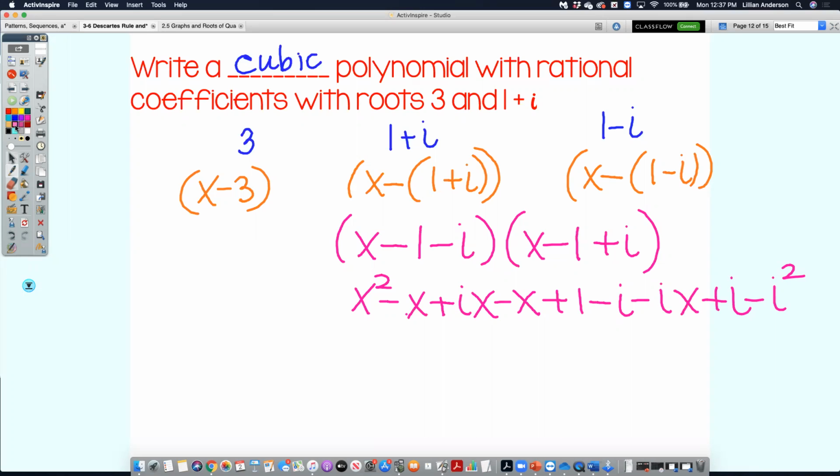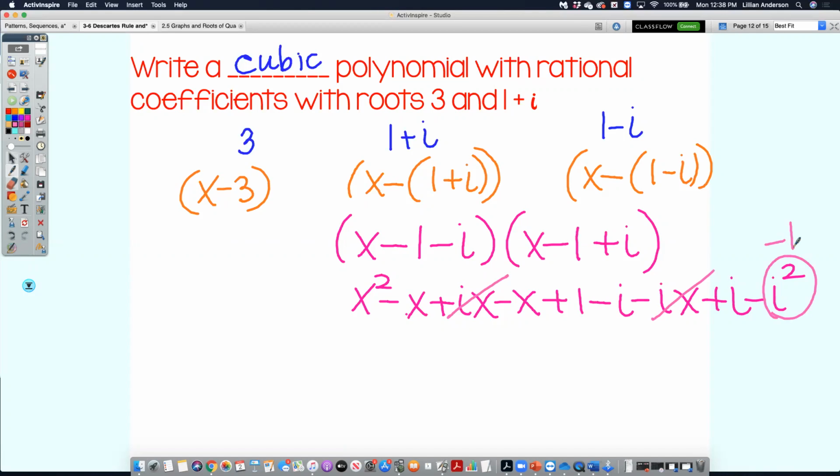Notice anything? Some things cancel out. The ix's cancel out, and i squared is negative 1. I wonder if anybody remembers that from algebra 2. i squared is negative 1. That's your powers of i. So that is gone. And then what else goes away?